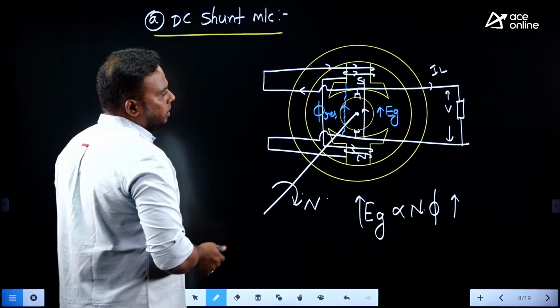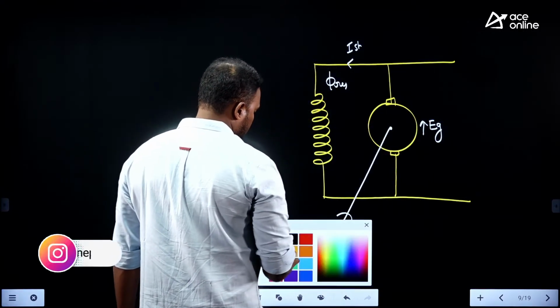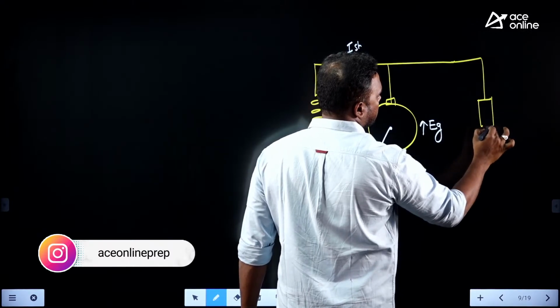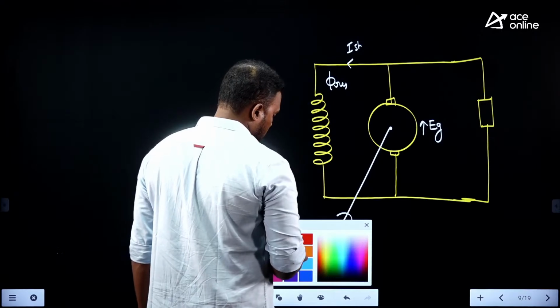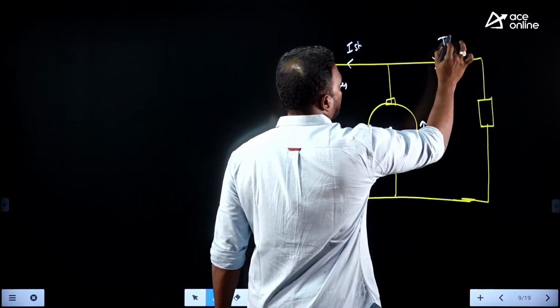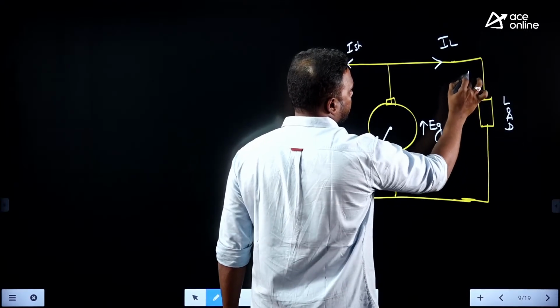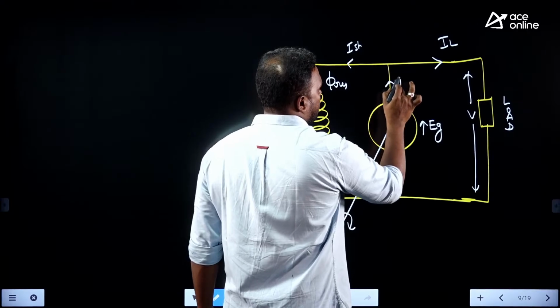The electrical equivalent of this is this one. Now whenever load is connected, this is the load current, and the terminal voltage across the load is V, the terminal voltage, and this is our armature current.